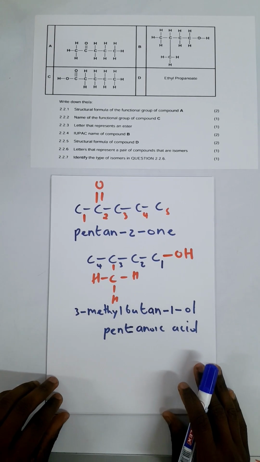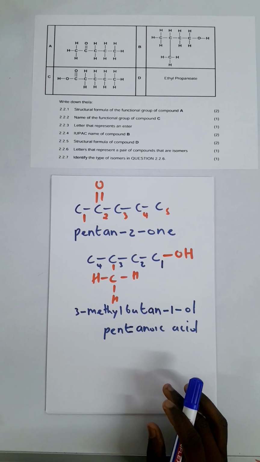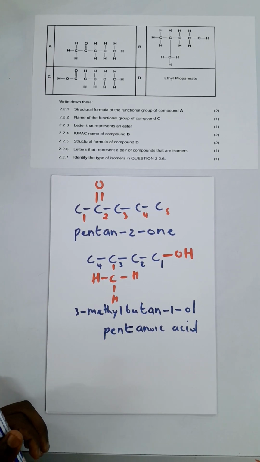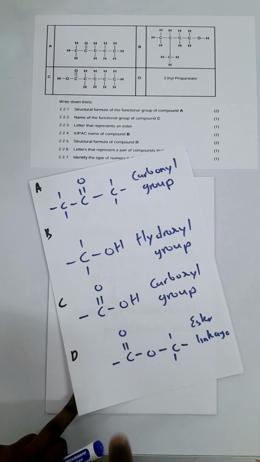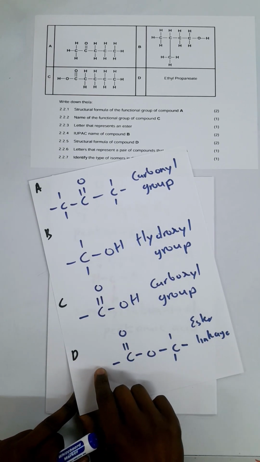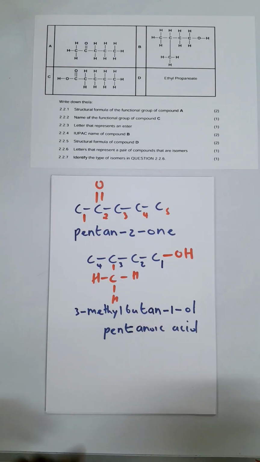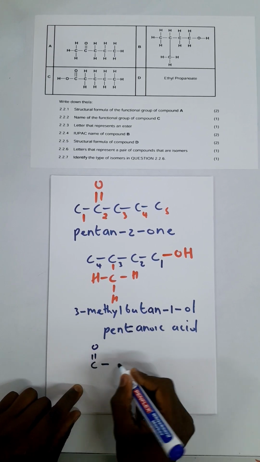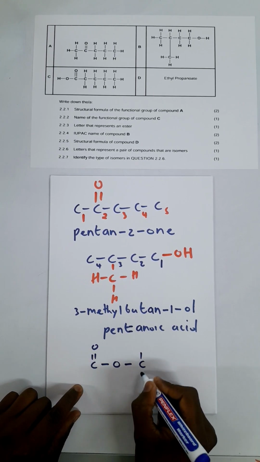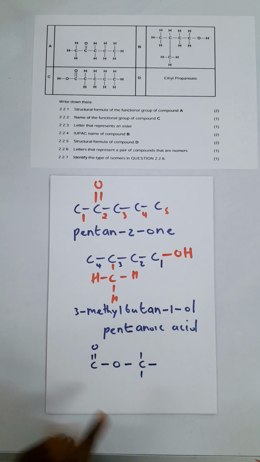Right, and then compound D is an ester. Compound D is an ester, so there we have a name, and you must draw the structure. Now to draw the structure, we need the structure of the functional group. That's where we start. We must draw the ester linkage. So the ester linkage, we have this. I'm just choosing to make it face that way. Remember, it can be either way.